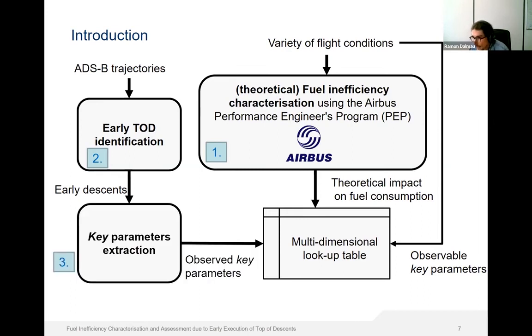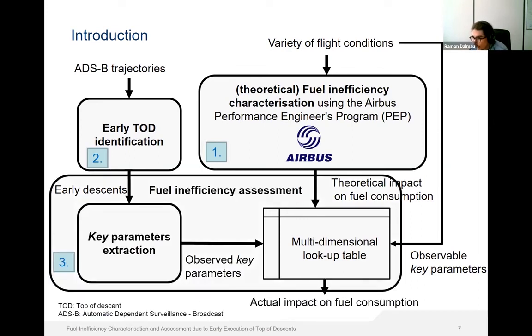And finally, we assessed the actual impact on fuel consumption for a large traffic sample by simply querying the lookup table with the key parameters observed in the real ADSB trajectories. Now I am going to present these 3 steps one by one.